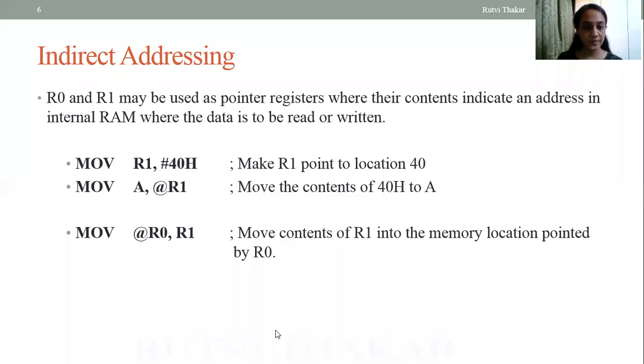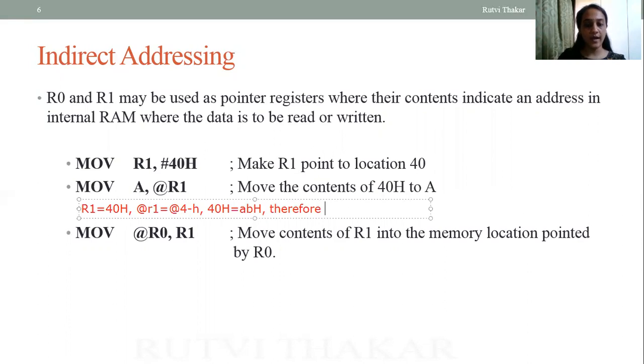Let's see it written down: MOV A, @R1. R1 currently is 40 hex, so @R1 is equal to @40 hex. Let's assume that in the 40 hex location, we have the data AB hex stored. Next is MOV A, @R1. Therefore, I can say that A is loaded with AB hex. This is the meaning of the indirect addressing mode.